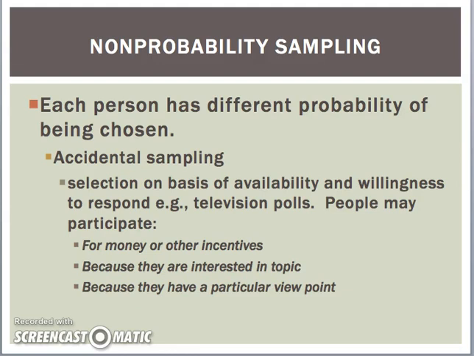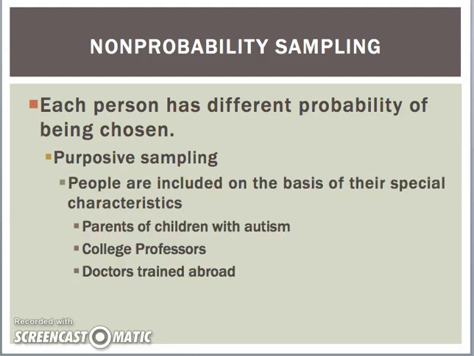People could participate in your survey for a lot of reasons. You might be offering incentives or money, and that might get certain people to participate. Maybe they're interested in the particular topic that you're surveying, and so they participate, but people who are not interested don't participate, or because they have a particular viewpoint. So accidental sampling tends to be biased in terms of who participates in the survey. In this case, each person has a different probability of being chosen.